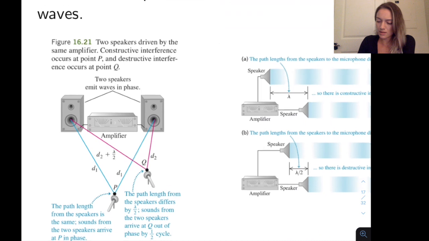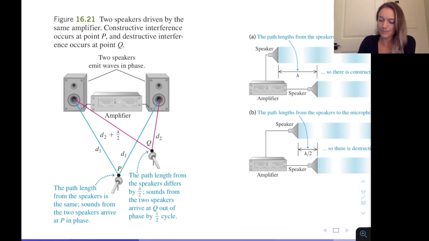Just for some examples, here we have a set of speakers. We have one speaker over here, let's say it's outputting some sinusoidal sound wave, and this speaker is also emitting the same wave, same frequency, same amplitude, everything. If these two speakers are emitting essentially the same sound wave, and you are the same distance away from each speaker, the waves will arrive at you in phase, right? Because they've traveled the same distance over the same time. So they'll arrive at you in phase, and you're going to end up getting constructive interference there.